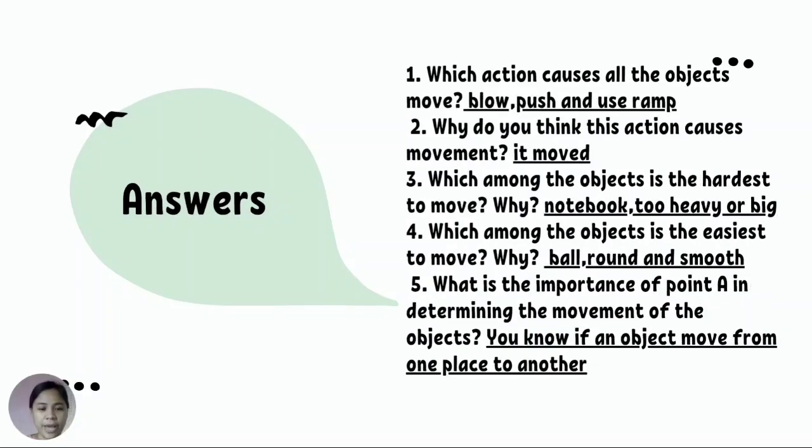And these are the correct answers. For number one: blow, push, and use ramp. Number two, it moves. Three, notebook, too heavy or big. Number four, ball, round and smooth. And number five, you know if an object moved from one place to another.